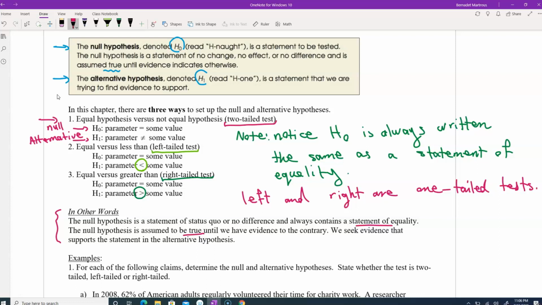So this is true until evidence indicates otherwise. And we're trying to find evidence that supports this statement in the alternative hypothesis. Same thing, exactly as what we have here: a statement that we are trying to find evidence to support. But in other words, nothing new.